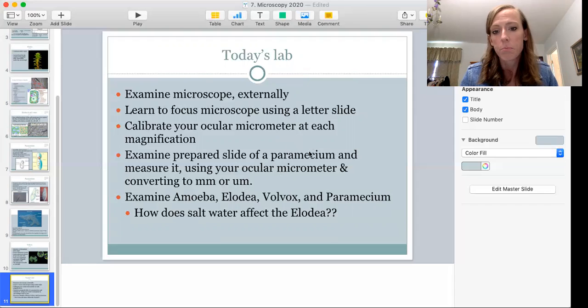The one we'll have you measure is already a prepared slide, so it will not be moving, but we'll have you look at that in a live specimen as well. And then we're going to apply salt water, as I mentioned, to the Elodea, and hopefully see what happens.